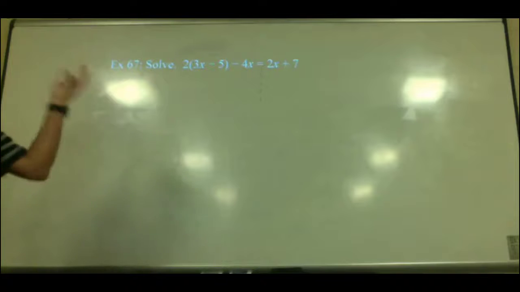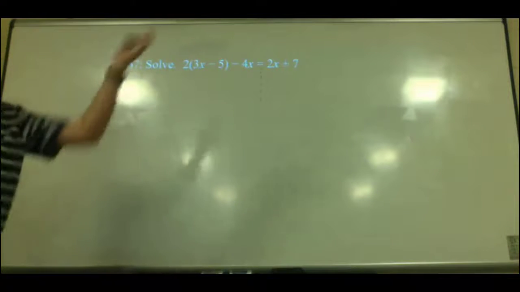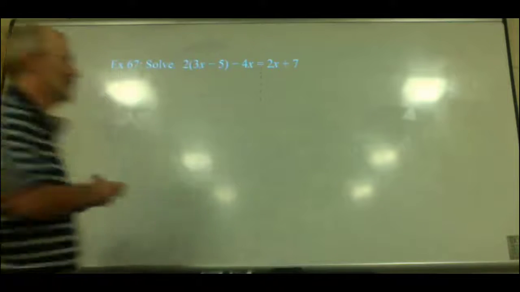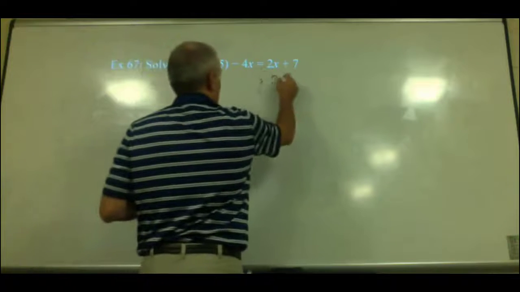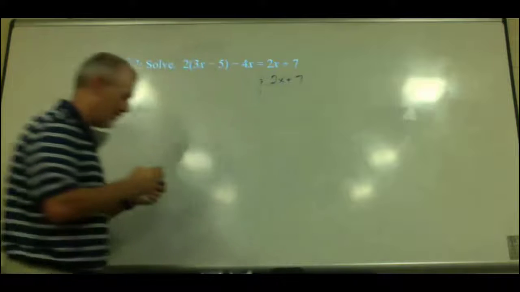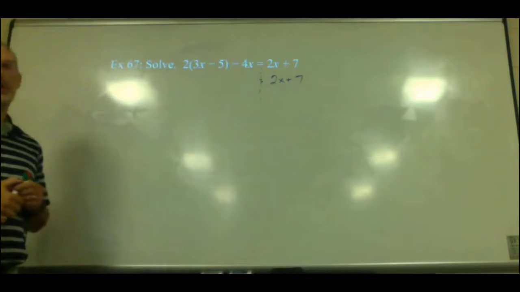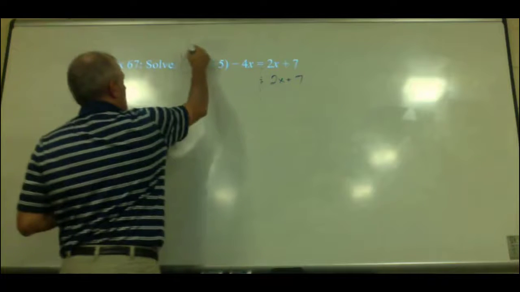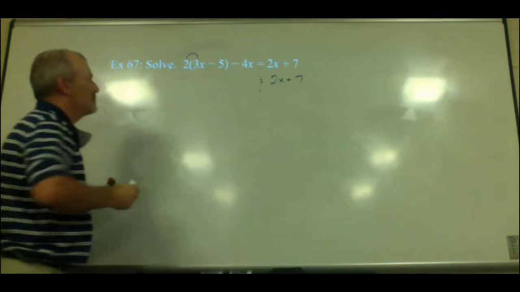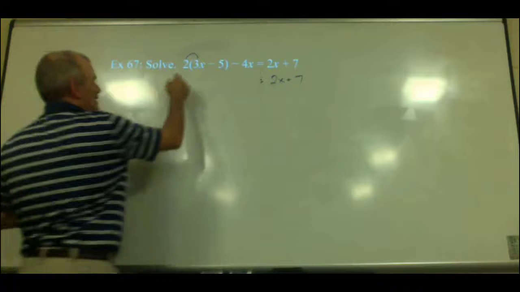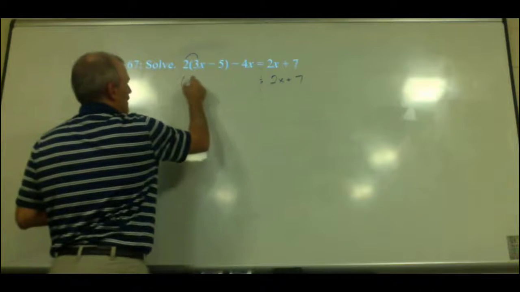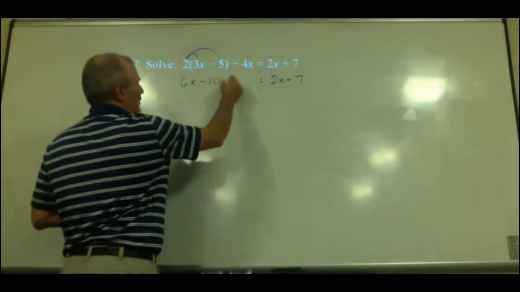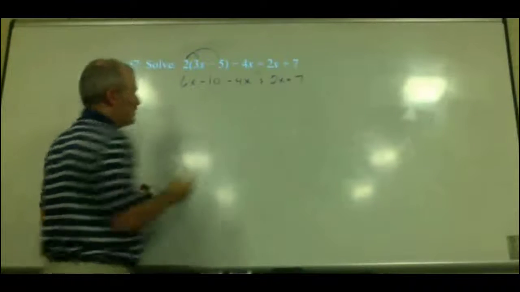Is there simplifying that we can do on the left? Yes. Is there simplifying we can do on the right? No. So we're leaving the right-hand side alone, but we're going to simplify on the left. I'm just going to copy that one down. What can we do on the left-hand side? Distribute. So 2 times the 3x will give us 6x. 2 times the -5, -10, and then minus 4x equals.